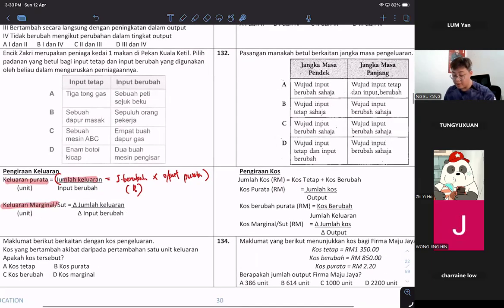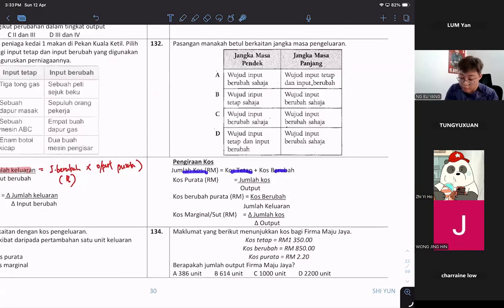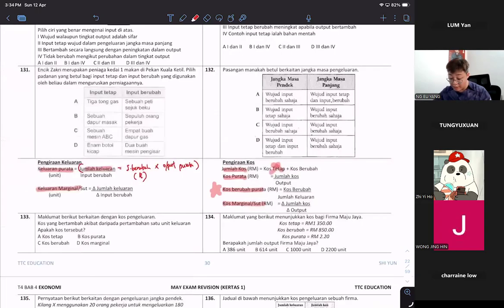Okay, so cost is the same thing. We have cost tetap and cost berubah. Jumlah cost. So cost purata, cost berubah purata, and cost marginal. So we have one additional cost, cost berubah purata. Just ignore the cost tetap, using the cost berubah divided by the jumlah keluaran. Okay, so the formula you guys try to practice on your own.